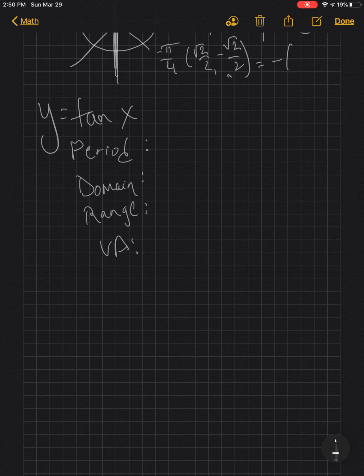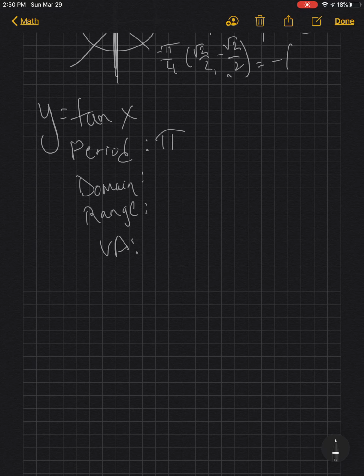Okay, the period of our tangent is pi. Why is it pi? Because after pi, we cycle again and we get the same values for y. Where sine and cosine were 2 pi, because every time we pass 2 pi, we're going to cycle the same answers.